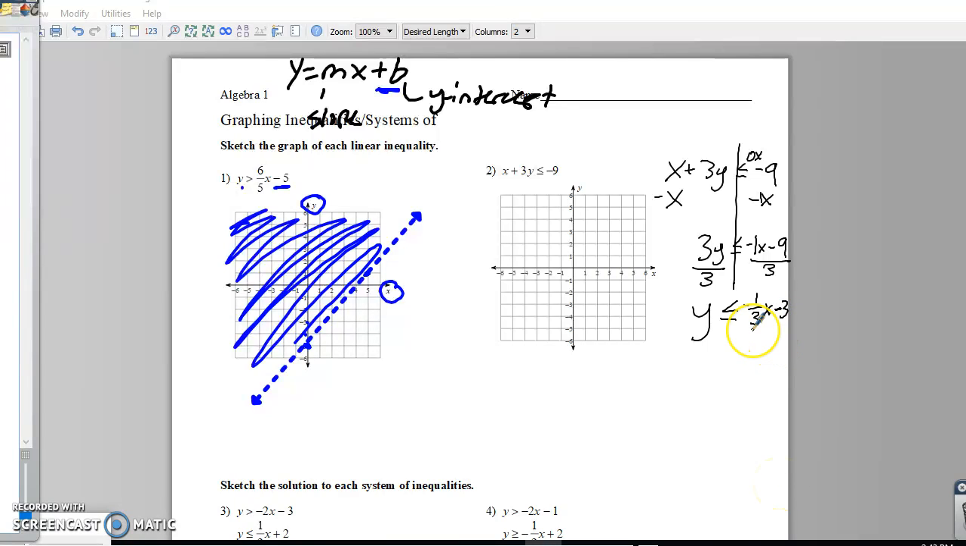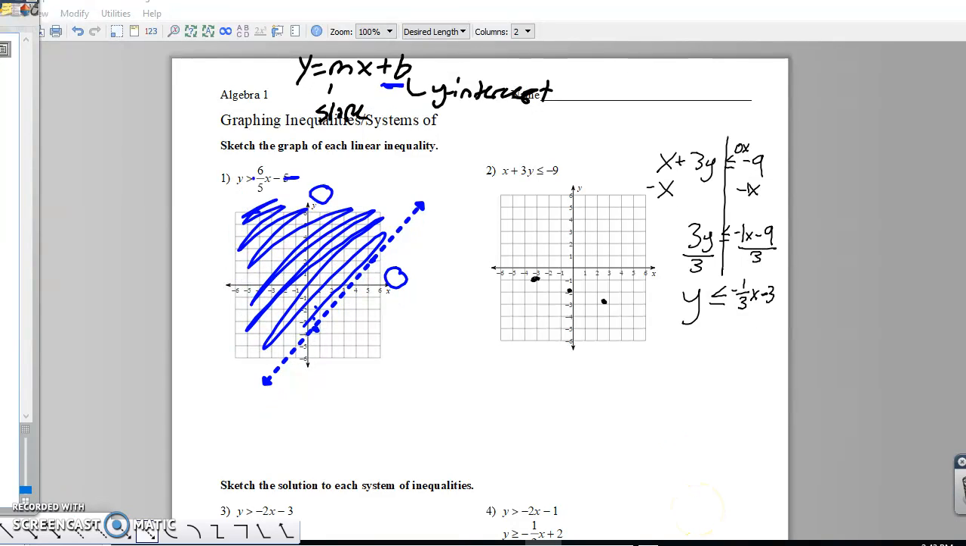Now, this one is written in mx plus b, or slope-intercept form, and I can graph it accordingly. -3 is my y-intercept. Rise -1, run +3. Or I could flip that around and rise +1, run -3. I plotted a couple points there, and I'm going to draw a line going through those points. Now I've included the equal to sign, so it would be like a closed circle scenario. So I'm going to use a solid line that goes through those points.